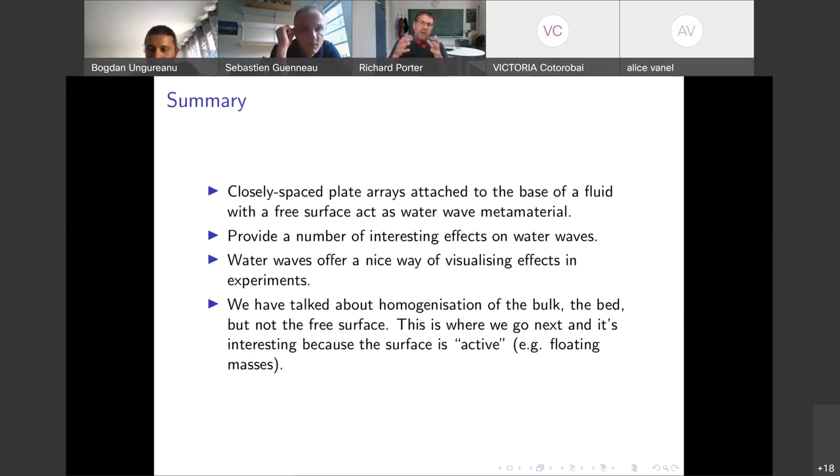The final thing is that I've talked about homogenization of the bulk, where you place things through the fluid to change the properties of the fluid or the wave-bearing properties of the fluid. And I've talked about things on the bottom where you've changed the bathymetry to influence the way in which the waves propagate. The thing I haven't talked about, but where I'm going next, is how you can manipulate waves by putting things on the surface. I think the surface is really interesting because the surface is in some sense active. You can put floating things there, and you've got this interaction between floating masses, for example, and the moving surface. I'm hoping for some interesting results to come from that. But anyway, that's it. I've now finished.